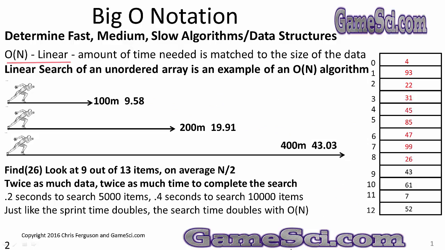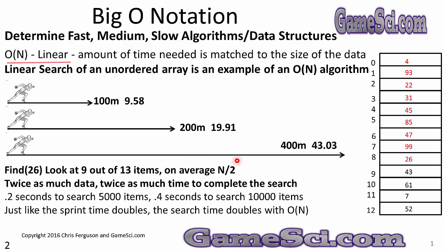The first Big O formula we're going to look at is called order of n, or a linear algorithm, where the amount of time needed is matched to the size of the data. Linear search of an unordered array is an example of an order of n algorithm. Let's do a find on 26 for an unordered array. What we're going to have to do is look at 9 of 13 items in this array to find 26.